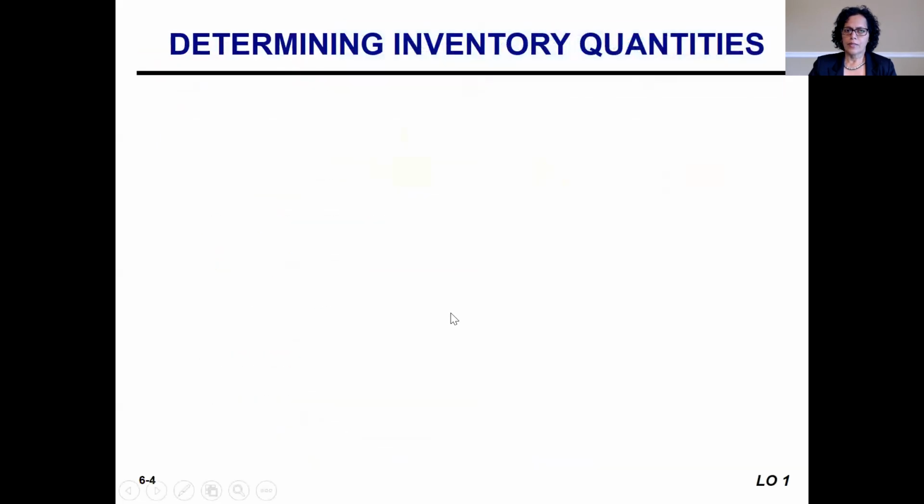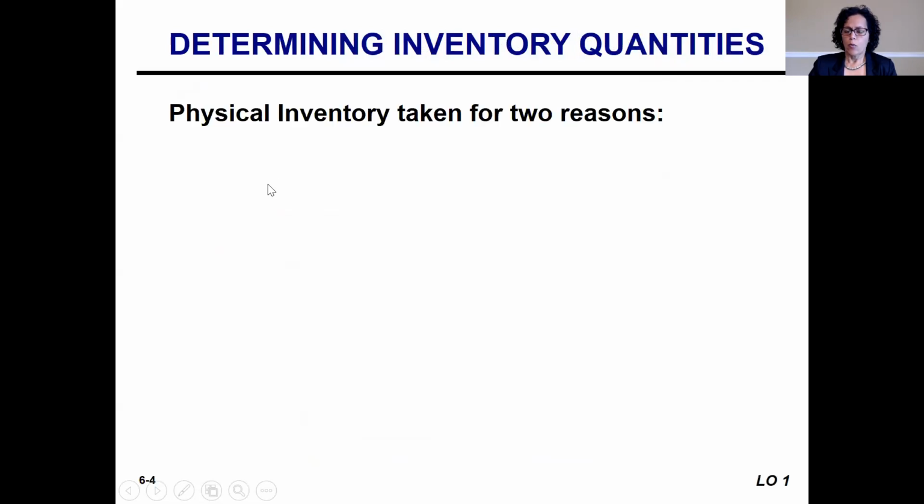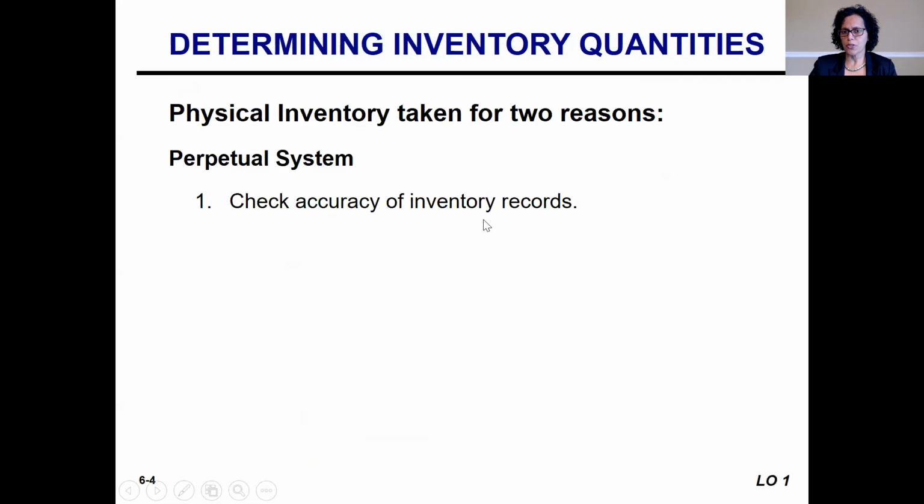Now, the next step we need to look at is why do we actually count the inventory, and then how do we count the inventory? So for the first part, why do we count inventory? We need to do a physical count of inventory. If I'm using the perpetual inventory system, my books at any given point of time tell me what my inventory is, but that may or may not be what's out over there. So I want to check the accuracy of my inventory records.